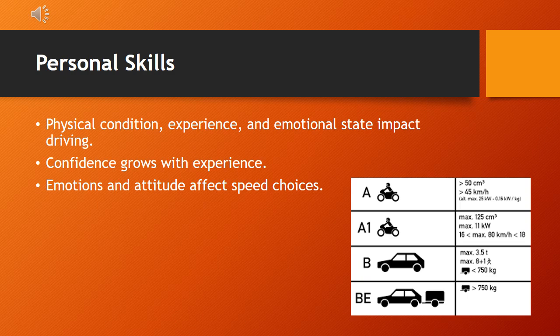Emotions and attitude. Additionally, our emotions and attitude toward ourselves, other road users, and the traffic system can significantly impact our choice of driving speed. For example, feeling stressed, angry, or impatient can lead to riskier driving behaviors, such as speeding or tailgating. Conversely, a calm and positive attitude can promote safer and more responsible driving.